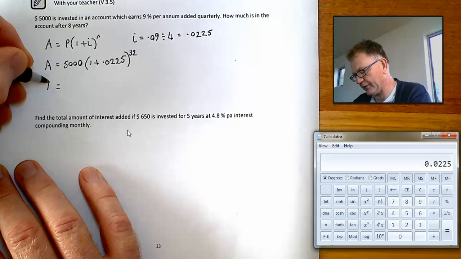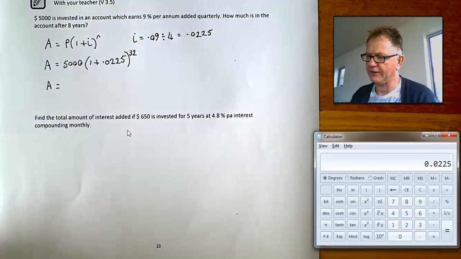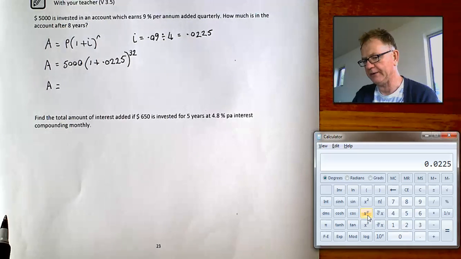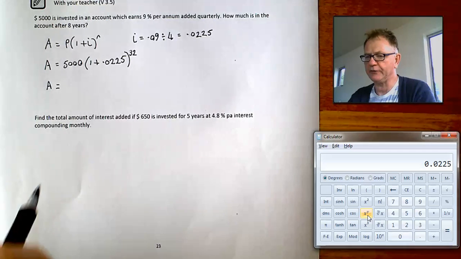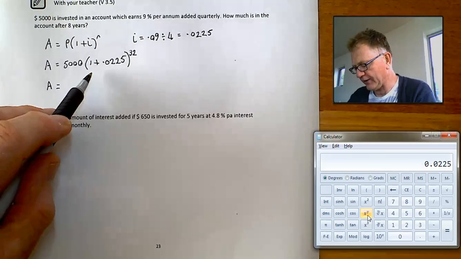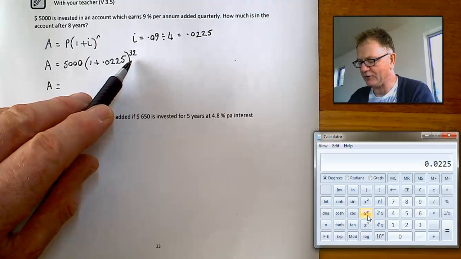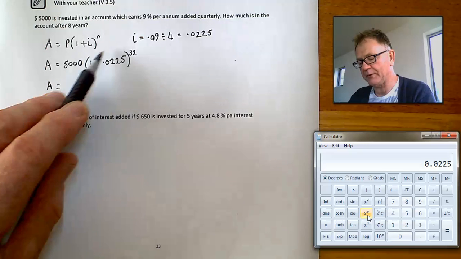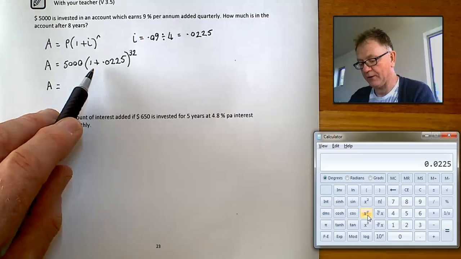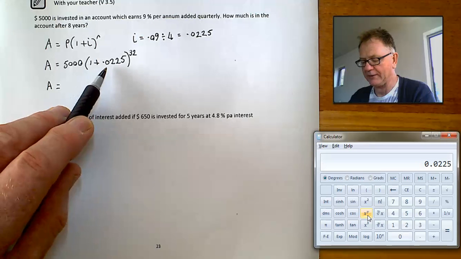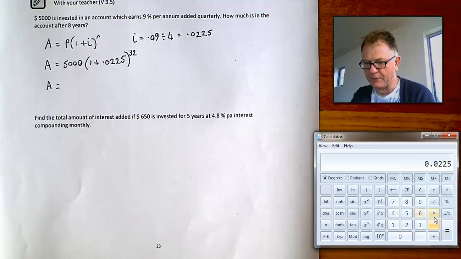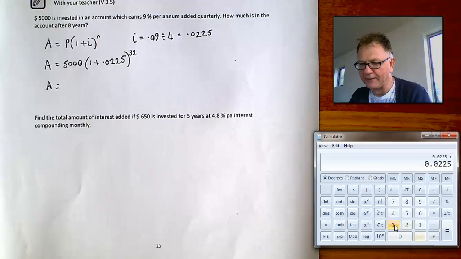Now if I was trying to do this on a calculator, I'm going to need at least a scientific calculator to do this, because I want it to have an x to the power y button. I want to be able to raise a number to a power. And in fact, if I was doing this calculation here, I can see that it is just this number that has to be raised to the power of 32, not the 5,000, just this bit. So I would probably start my calculation here. I would do that in my head, that's easy enough. 1 plus 0.0225 is 1.0225. Actually, it's probably easier to add 1 because it's on my calculator.